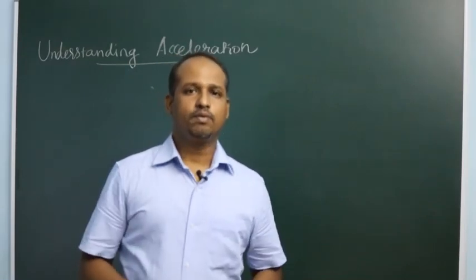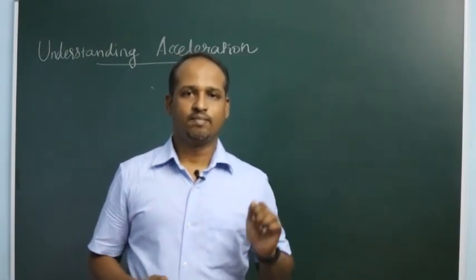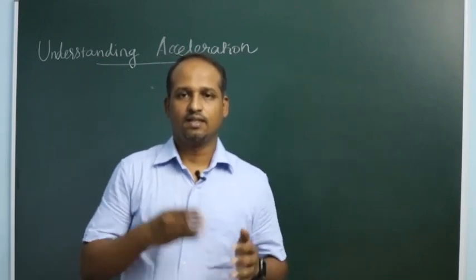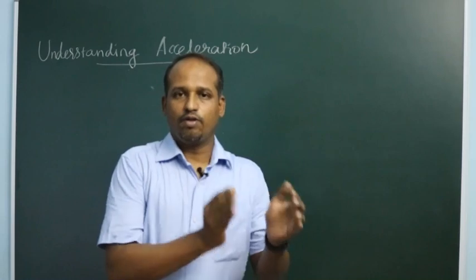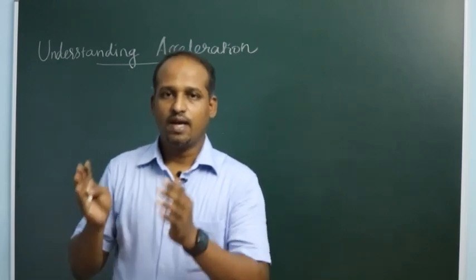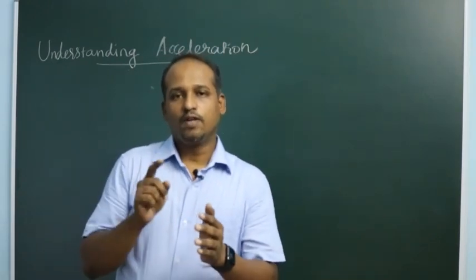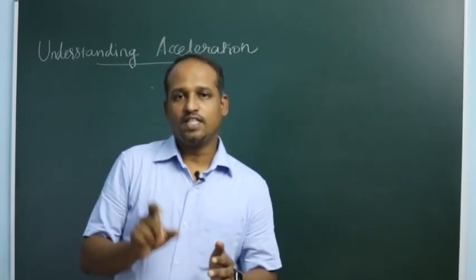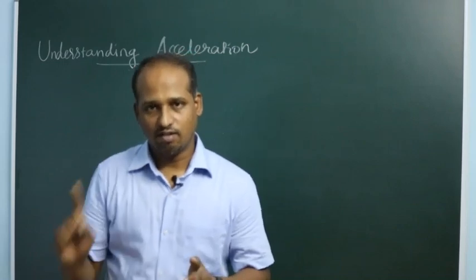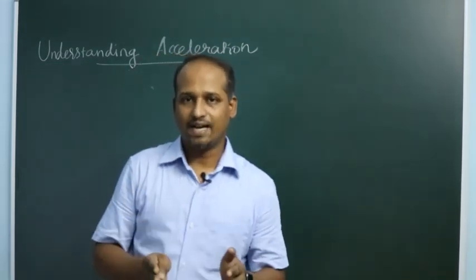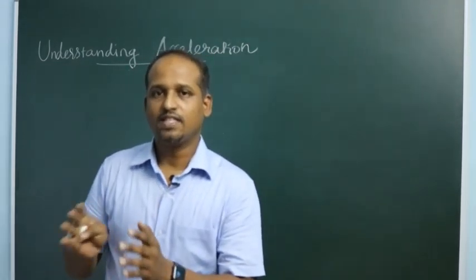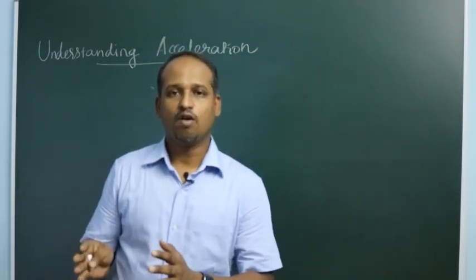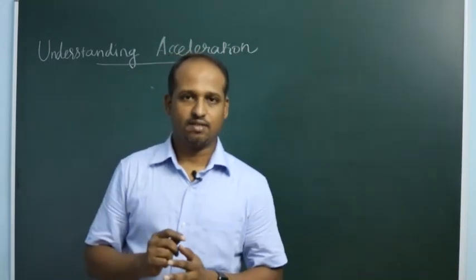In this small video, we will try to understand acceleration. In the last session, we had seen that there are two types of motion, uniform motion and non-uniform motion. In non-uniform motion, the velocity of an object keeps on changing. If the change in velocity for every 1 second is constant, then that is uniformly accelerated motion. If the change in velocity changes randomly, then it is a non-uniform acceleration.